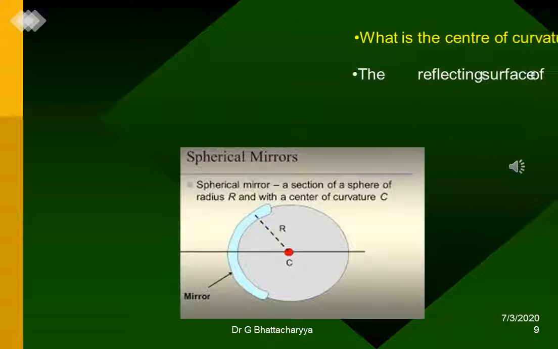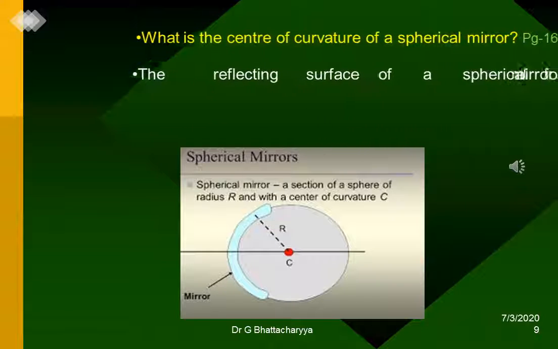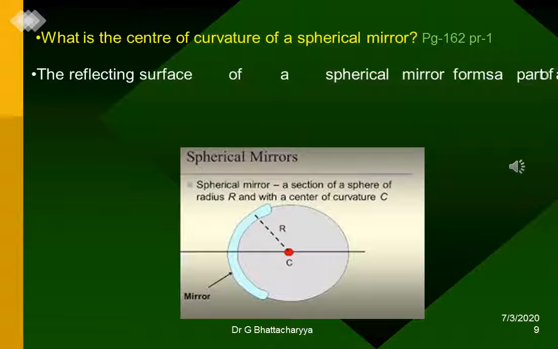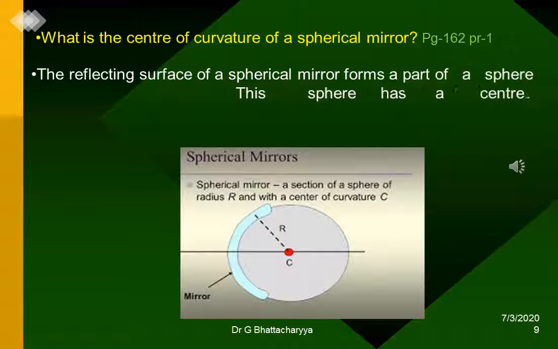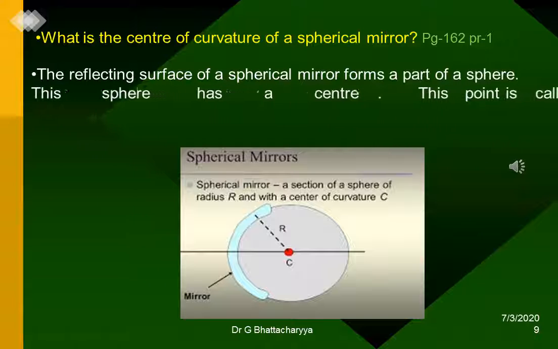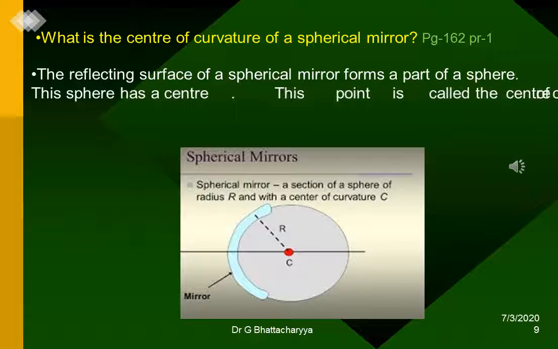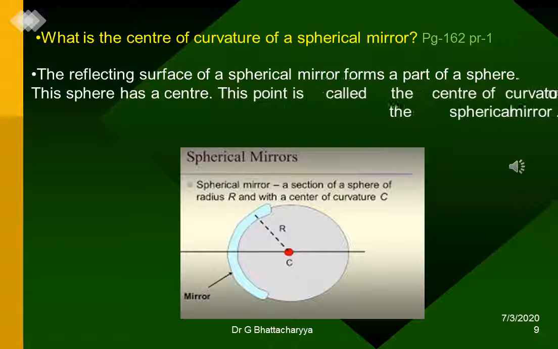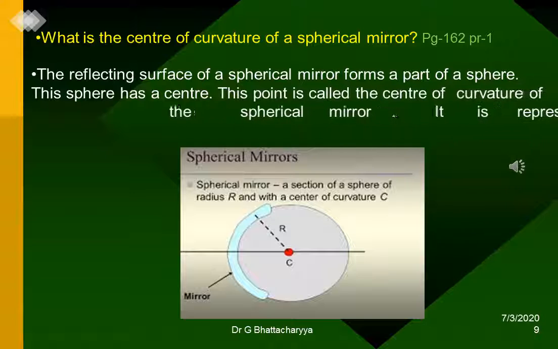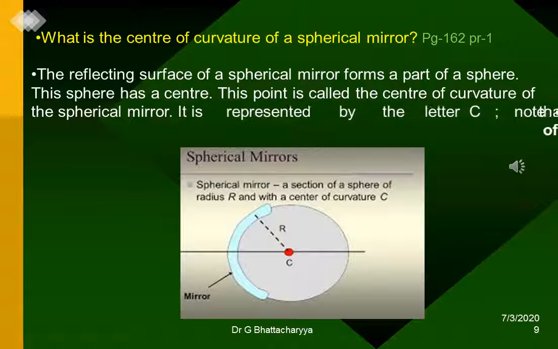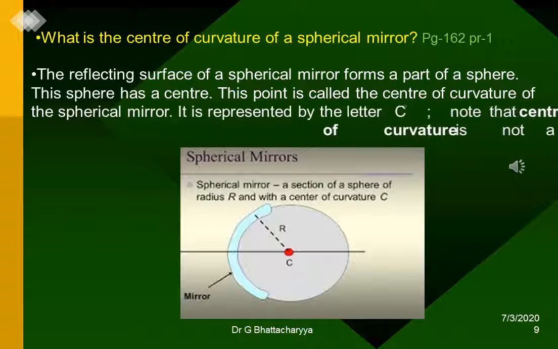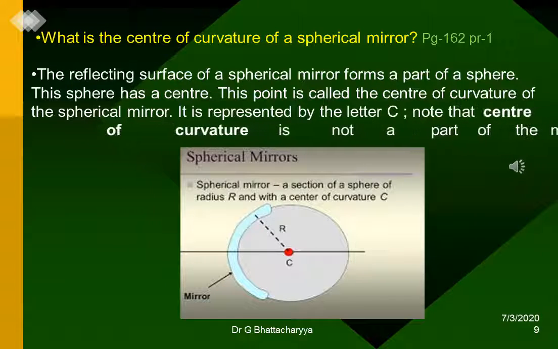What is the center of curvature of a spherical mirror? The reflecting surface of a spherical mirror forms a part of a sphere. The sphere has a center. This point is called the center of curvature of the spherical mirror. It is represented by the letter C. Note that center of curvature is not a part of the mirror.